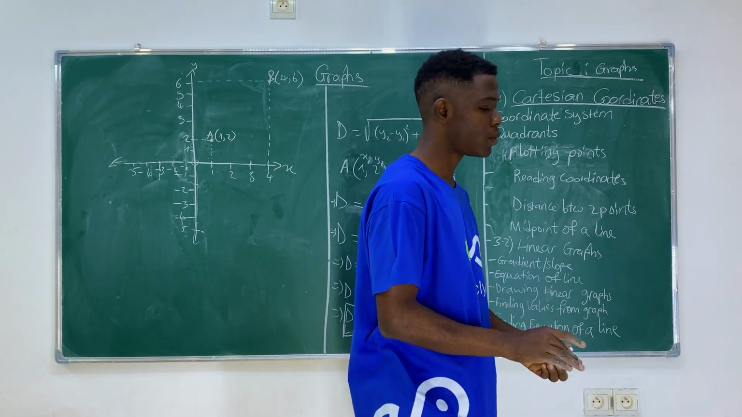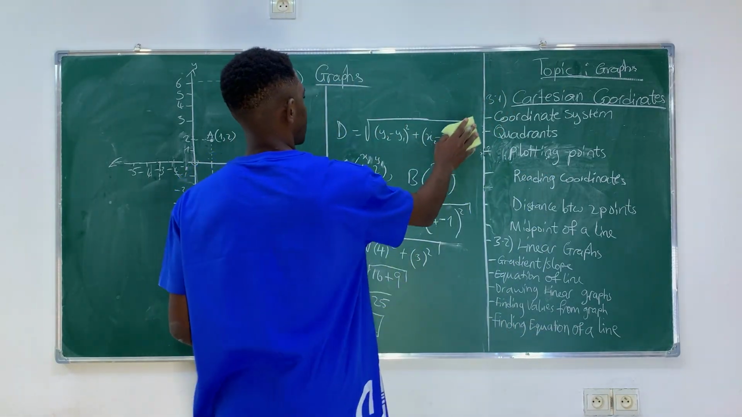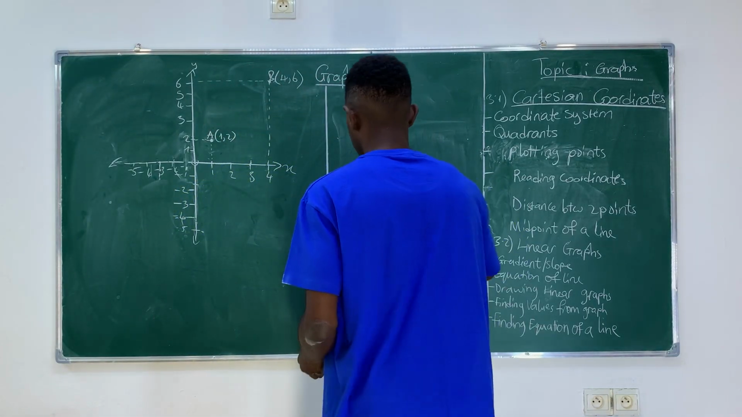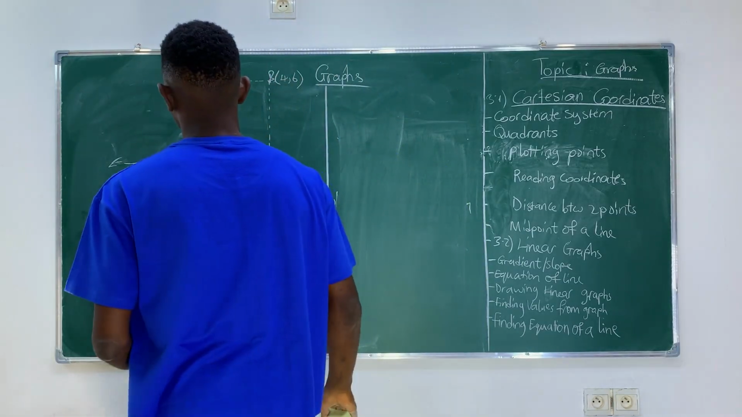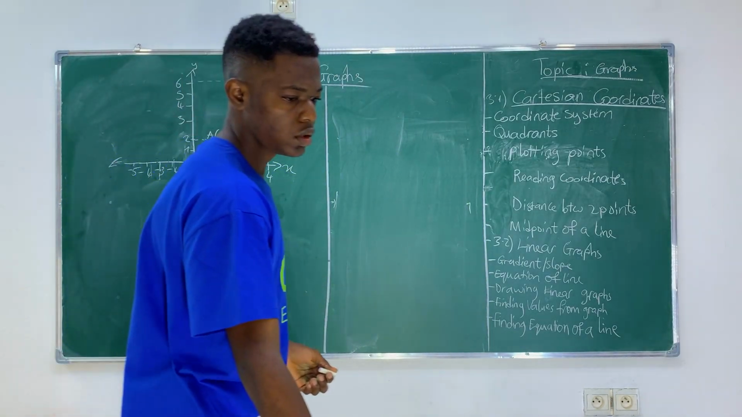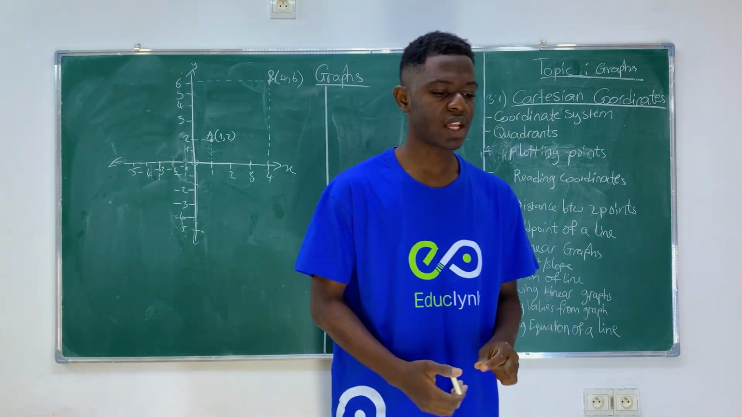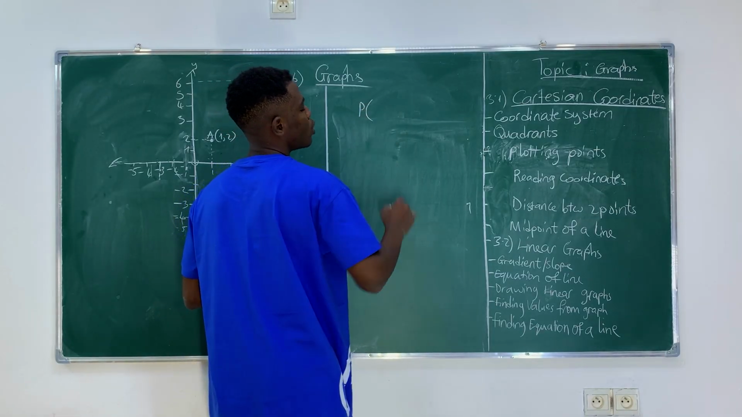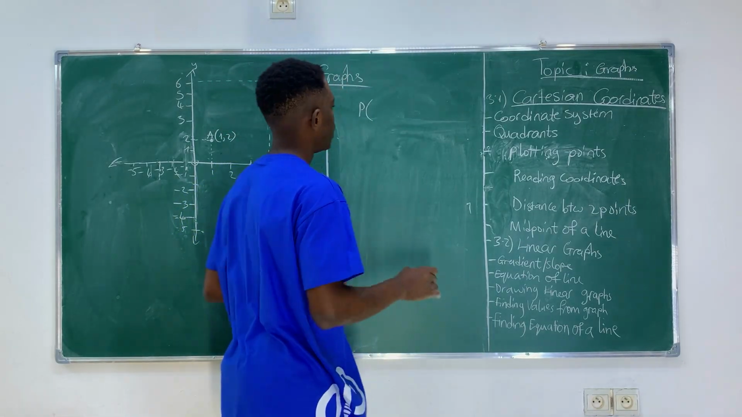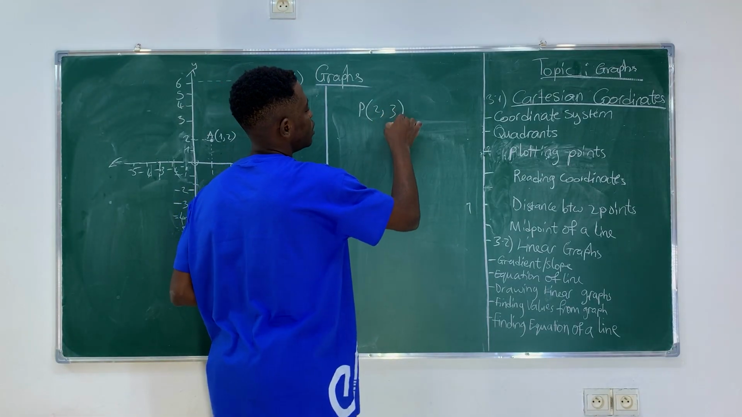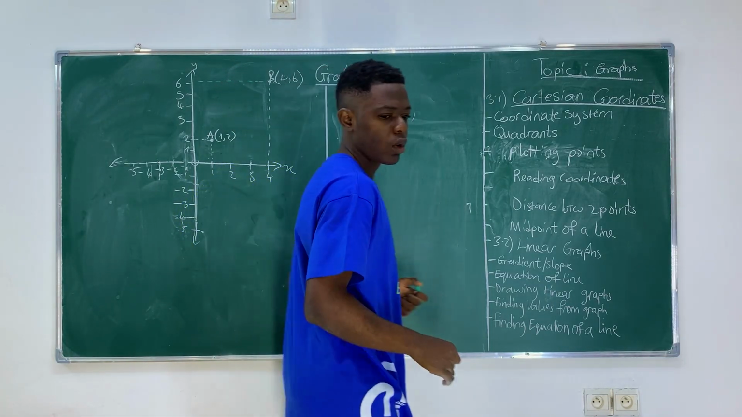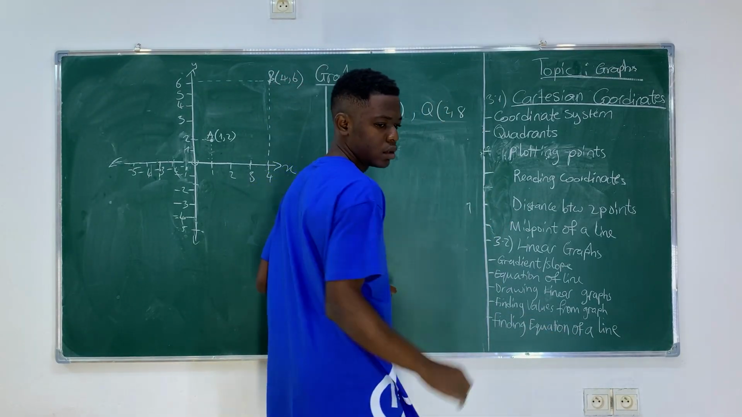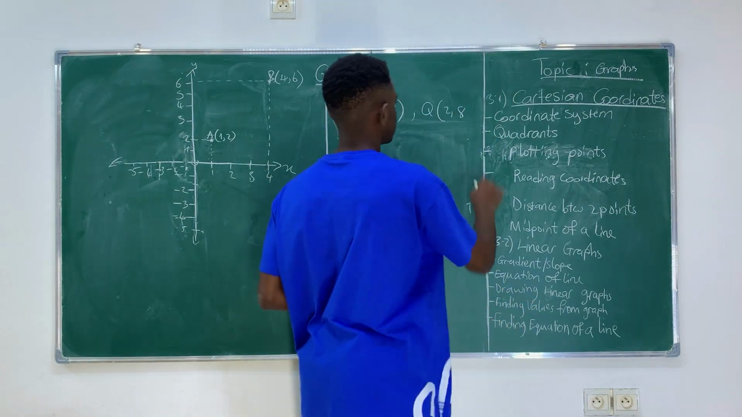Okay, let's do a second example. Find the distance between P and Q. The coordinates of the point P are 2 and 3, and the coordinates of the point Q are 2 and 8.